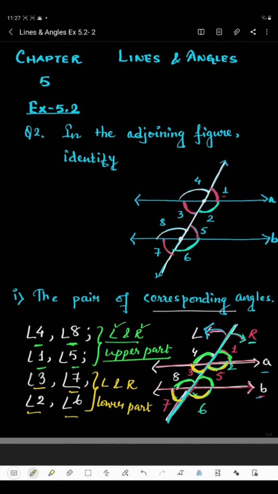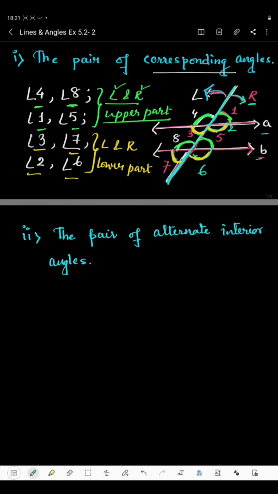So corresponding angle means we will have to take the angles on the same side and on the same position, okay. Now coming to second part. Now in the second part we have the pair of alternate interior angles. Now see in the figure, these lines are parallel, which is A and B, and this is the transversal, okay, which cuts this parallel line at two different points.